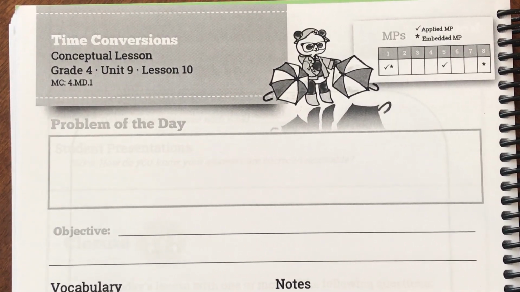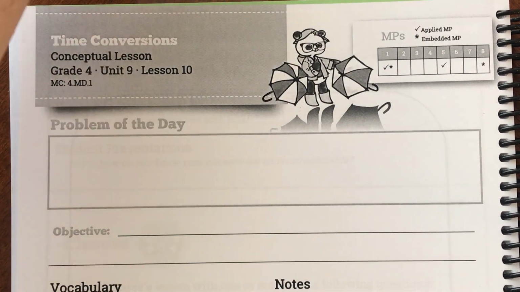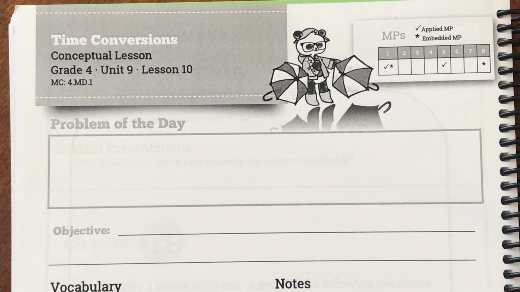Good morning, fourth graders. Today we are moving on to something new. We have been dealing with conversions of volume. Now we're going to still talk about conversions, but we're going to move on to time conversions. So today you're on page 139 of your student journal, page 139.